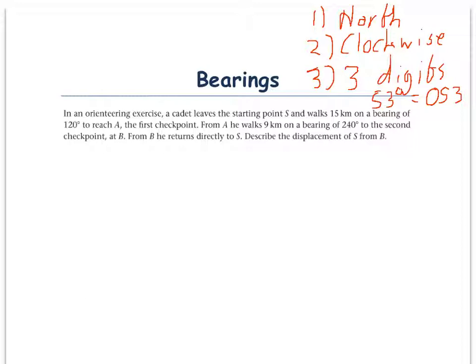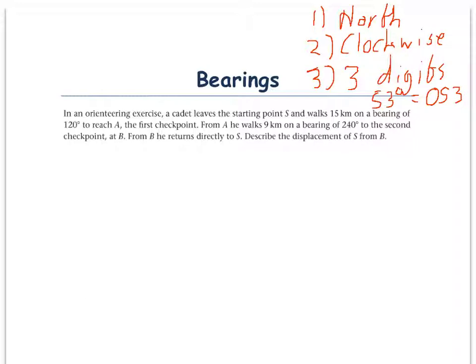In an orienteering exercise, a cadet leaves the starting point S and walks 15 kilometres on a bearing of 120 degrees to reach A, the first checkpoint. From A, he walks 9 kilometres on a bearing of 240 degrees to the second checkpoint at B. From B, he returns directly to S. Describe the displacement of S from B. So, we want to look at the distance between S and B. It's probably also worth having a go at finding the bearing of B from S as well, because sometimes you can be asked to do that in an exam.